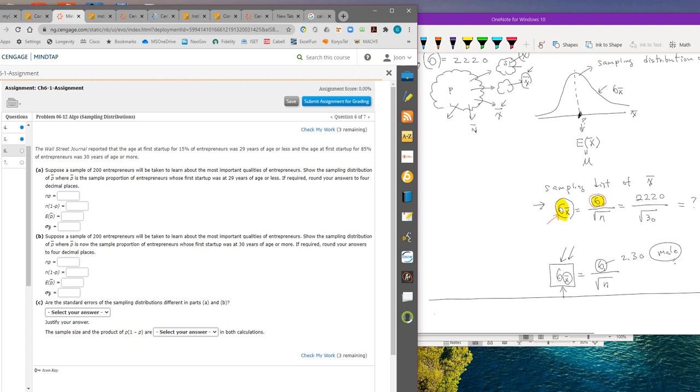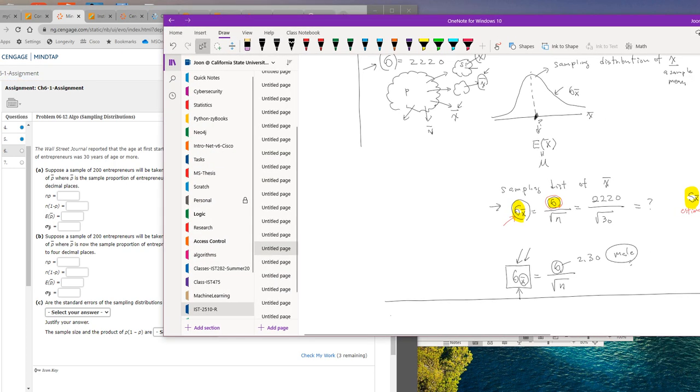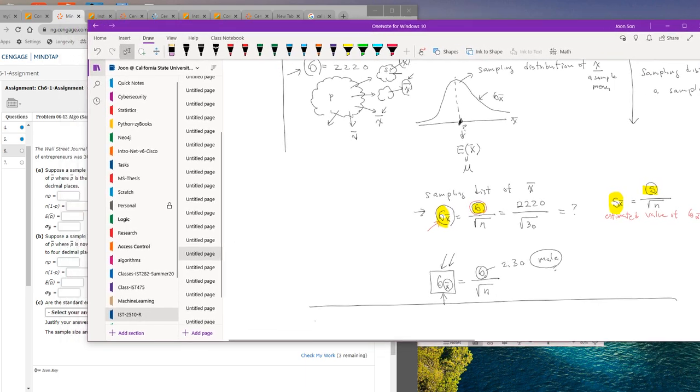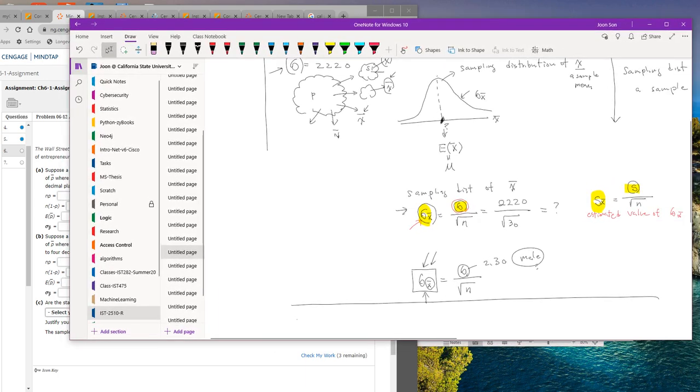Suppose a sample of 200 entrepreneurs will be taken to learn about the most important qualities of the entrepreneurs. Show that the sampling distribution of P bar, where P bar is the sample proportion of the entrepreneurs whose first startup was at 29 years of age or less. So now, this problem is about the proportion, right?